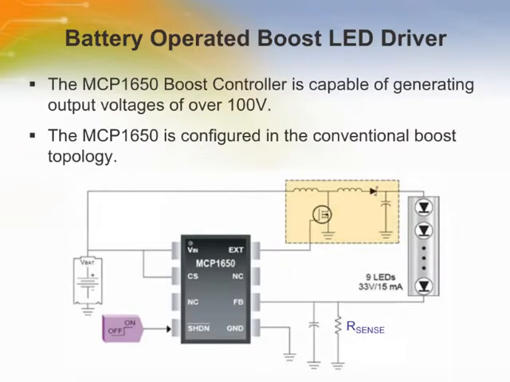Here is a battery-operated boost LED driver example using the MCP1650. An advantage of the MCP1650 in battery applications is the gated oscillator architecture, which provides 2 duty cycles, reducing high peak inductor current and output ripple voltages. Input voltages above 3.8 volts engage a 56% duty cycle and an 80% duty cycle when the input voltage drops below 3.8 volts, extending battery life in these applications.